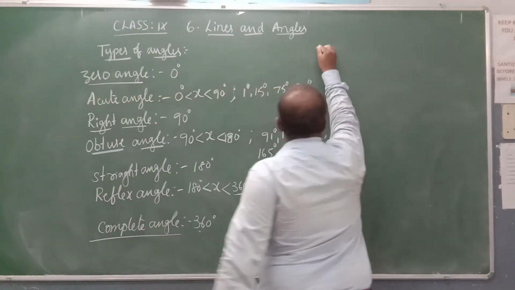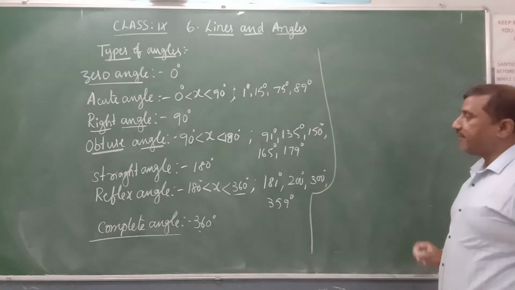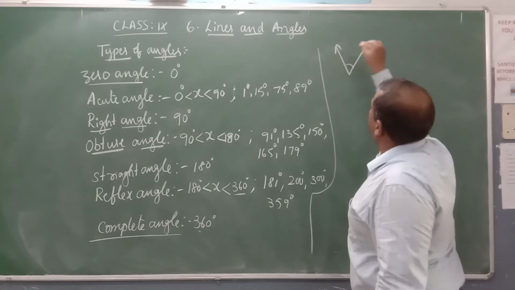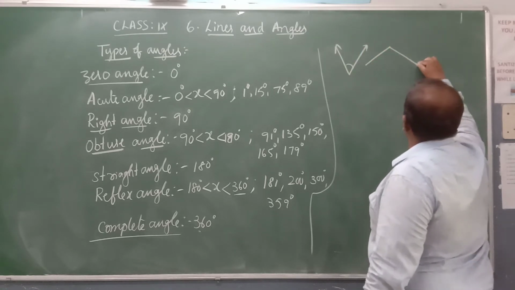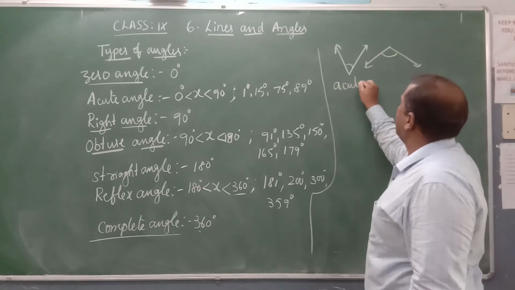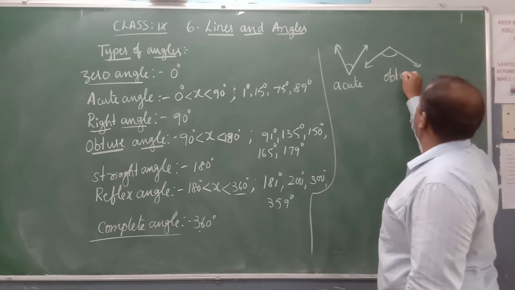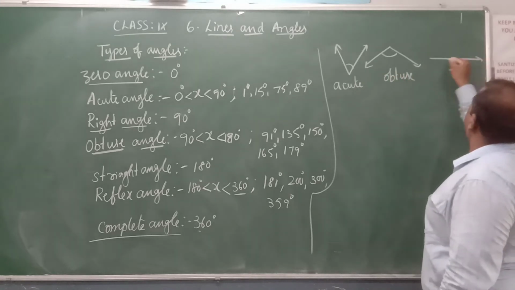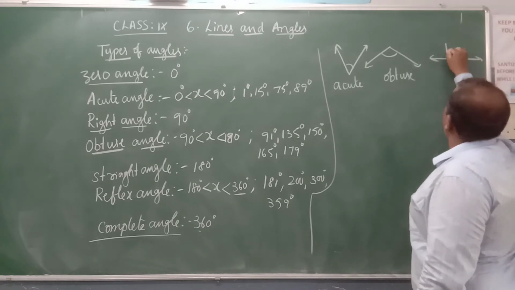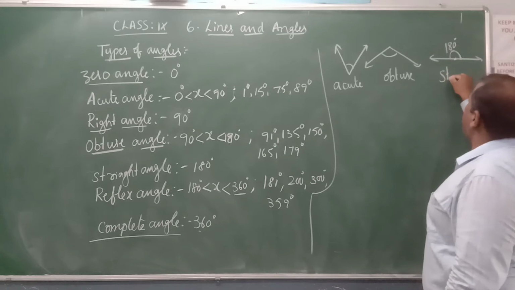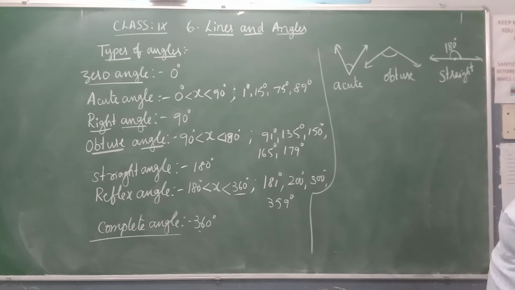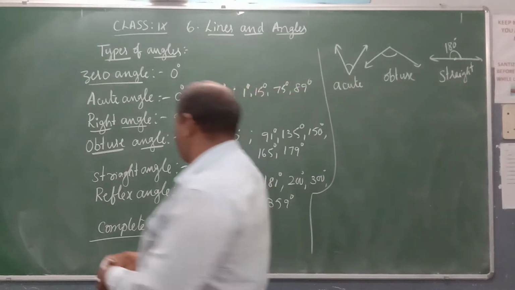Now, if you observe this in the form of figures, what kind of angle is this? This is an acute angle, and this is an obtuse angle. And what do we call this angle? This is an angle on the straight line. This is 180 degrees, a straight angle.